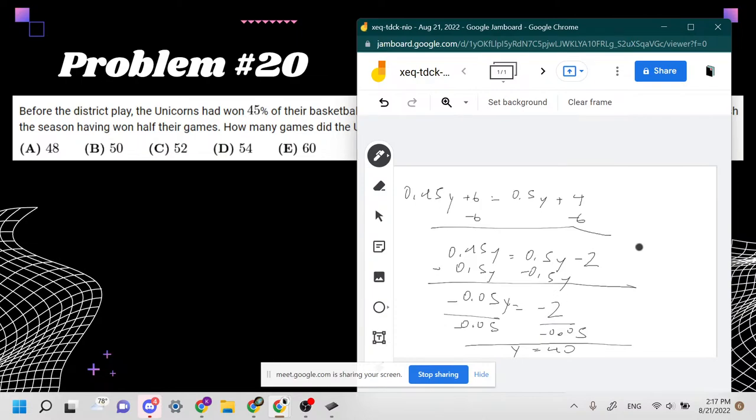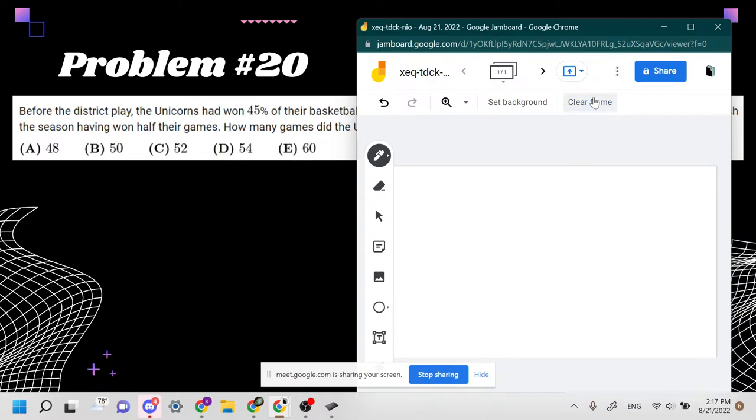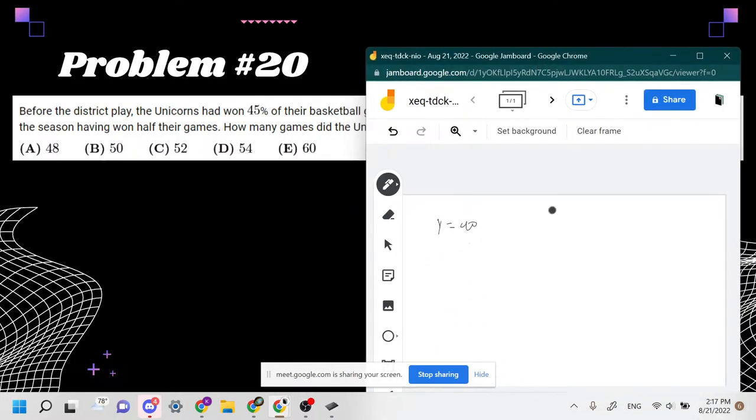Yeah. Alright, so let me clear the frame again. So now we know that y is equal to 40. So then we'll add 8, right? Because they played 8 more games at the district play. Because right now, the y we have is before they did the district play. Okay. And that is equal to 48.